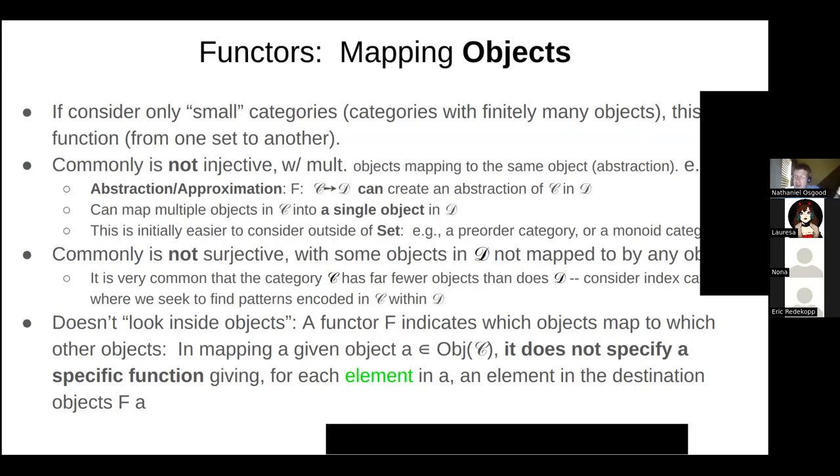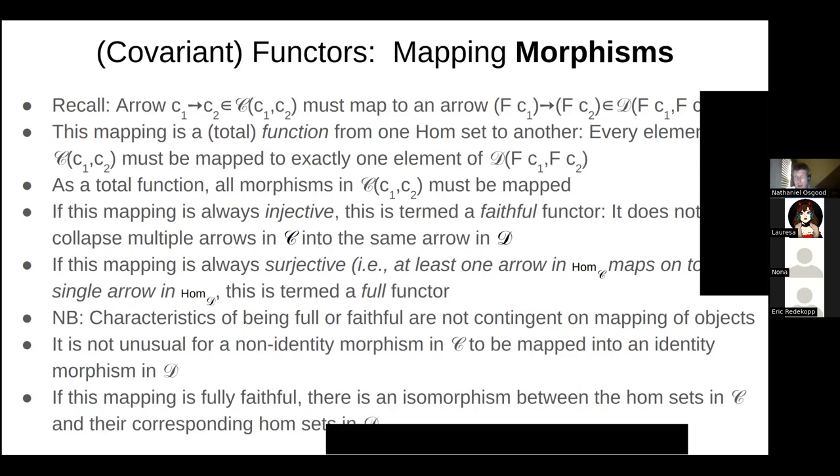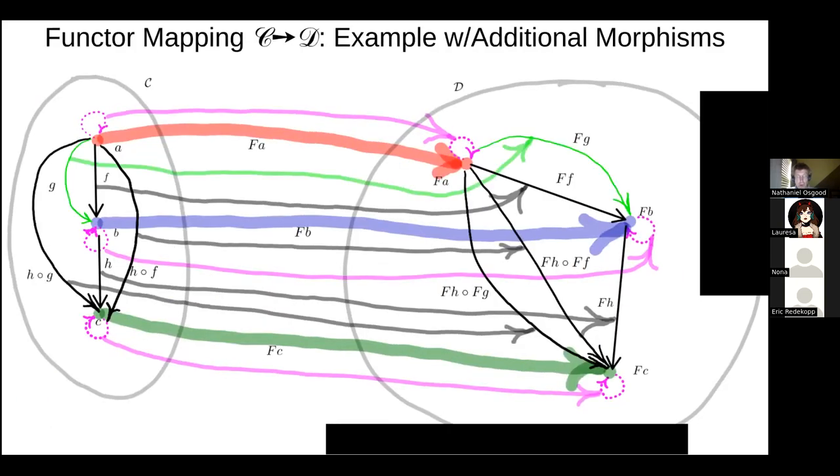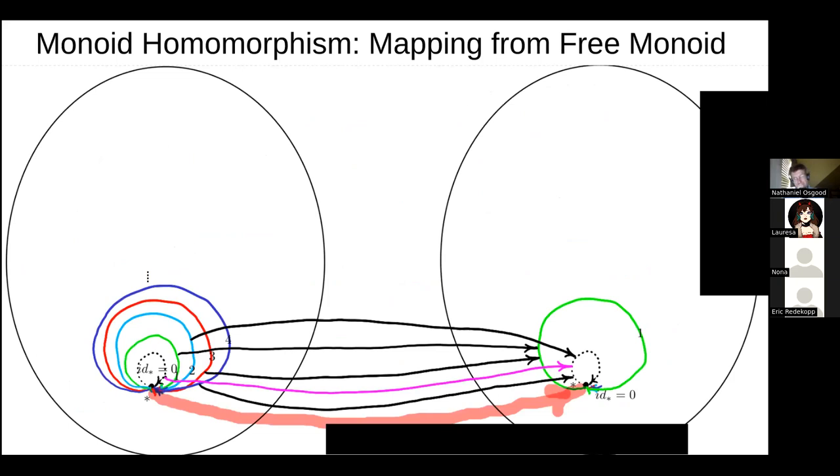We're not dealing with the insides of the object. We're just saying what object this one maps to, what object that object maps to, etc. And we're mapping morphisms in a way. But I want to talk about some examples. I want to talk about these homomorphisms, because there's a lot of intuition here.